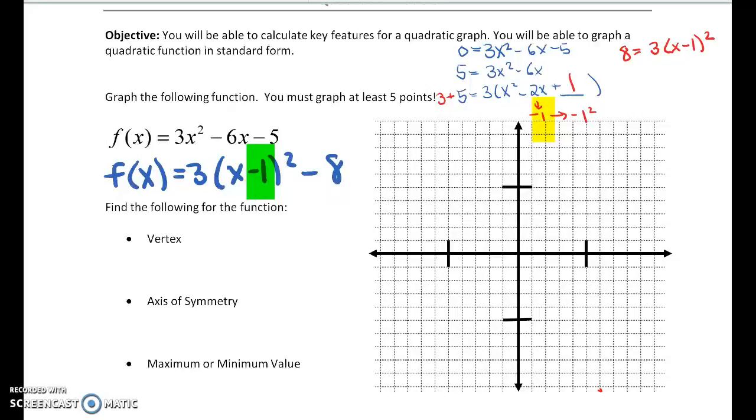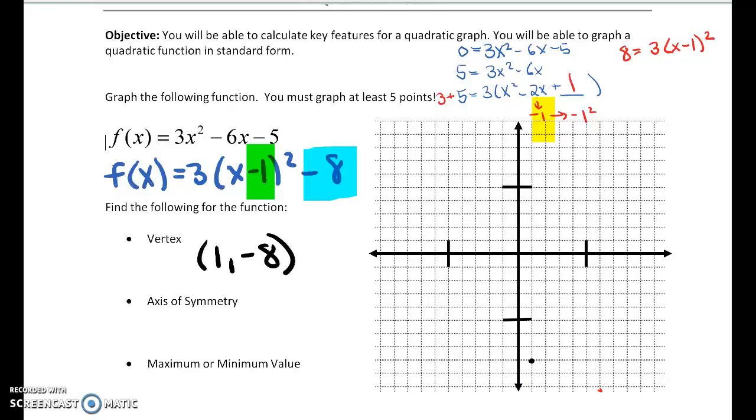X is negative 1 here. The y has been transformed negative 8, which means the vertex is 1, negative 8. Whatever is done to the x, remember, does the opposite of what you think. So that's going to be my first step into plotting this. I'm going to plot my vertex at 1, negative 8. Negative 8 would be right here.